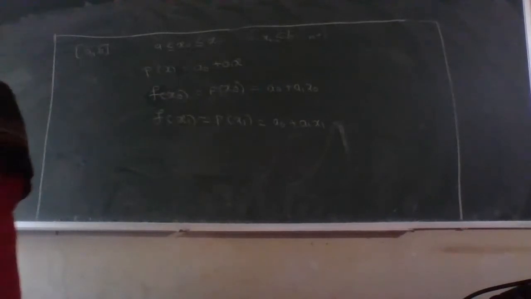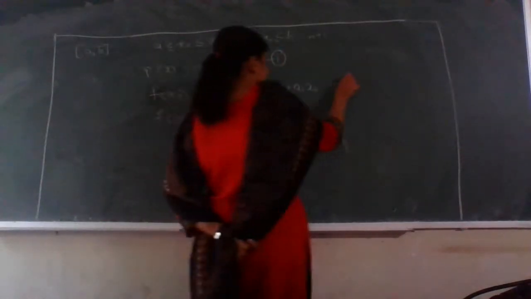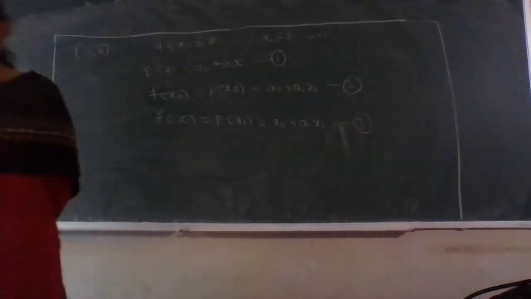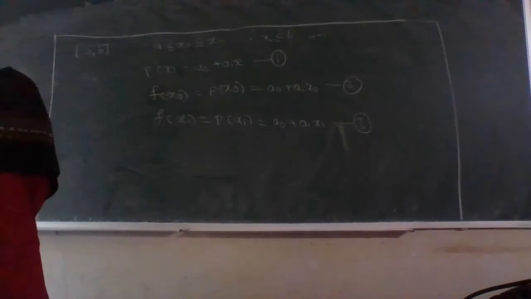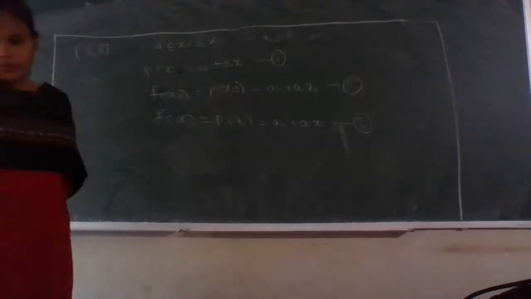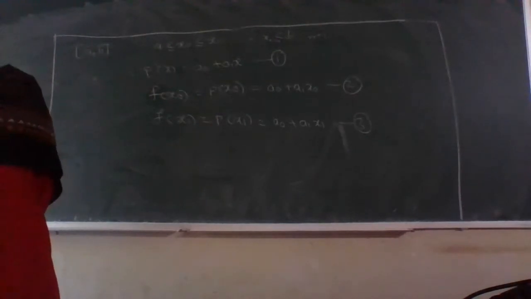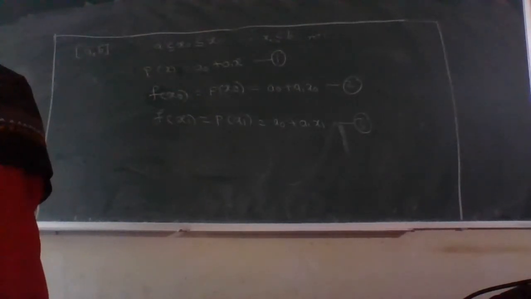Correct. So we have three equations. This is equation 1, this is equation 2, and this is our equation number 3. Now we have to eliminate a naught and a1 from equations 1, 2 and 3, so that we can find the values of a naught and a1. For that, we will use the determinant method.